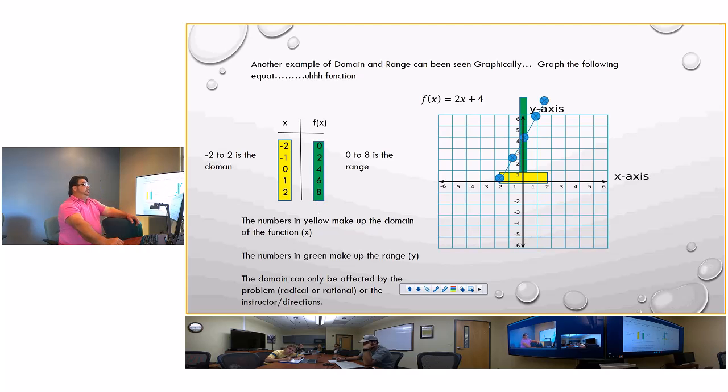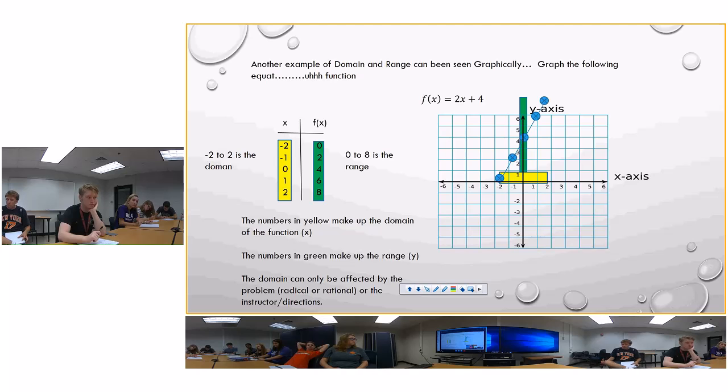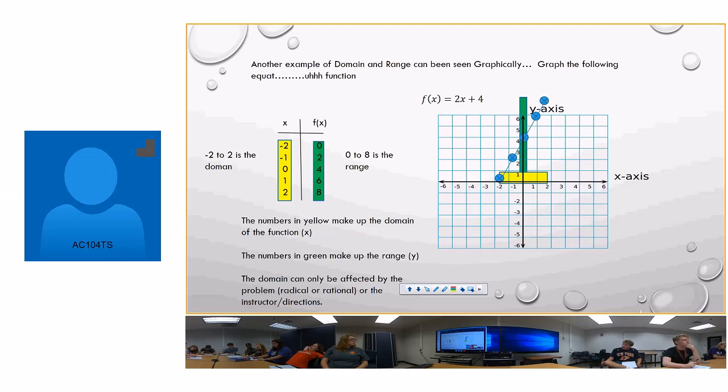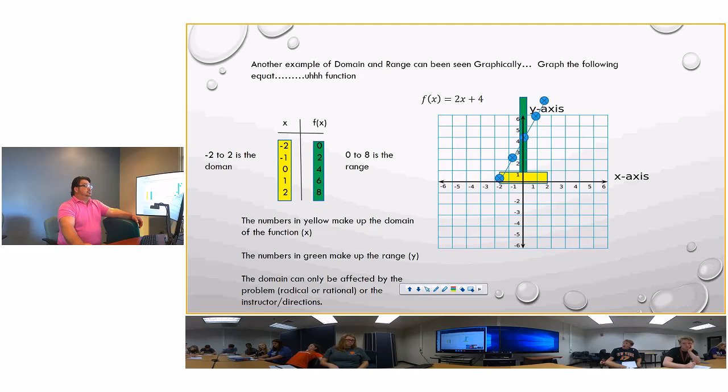So, I plug in -2 to 2, and that gives me those green numbers right there. And those green numbers, that's our ice. That's our Kool-Aid ice. The yellow is our Kool-Aid. The green is our Kool-Aid ice. So our range is from 0 to what? 8. But you don't know the range until you plug the domain into the function. And if you graph it, you see what the domain and range is also.